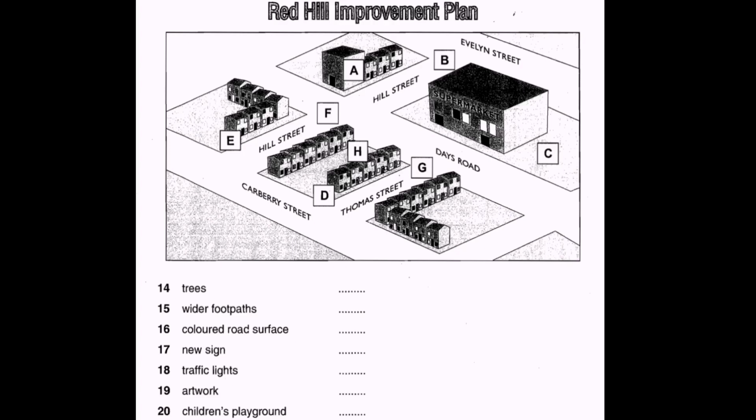We have to find all these. Where are all these on the map? Of course, we have to know the directions as well. The right side of the map is east, the left side of the map is west, the upper side of the map is north, and the bottom side of the map is south. Let's start. First, we have to find the answer to question number 14, trees. Where are the trees on the map? Let's listen to the audio.